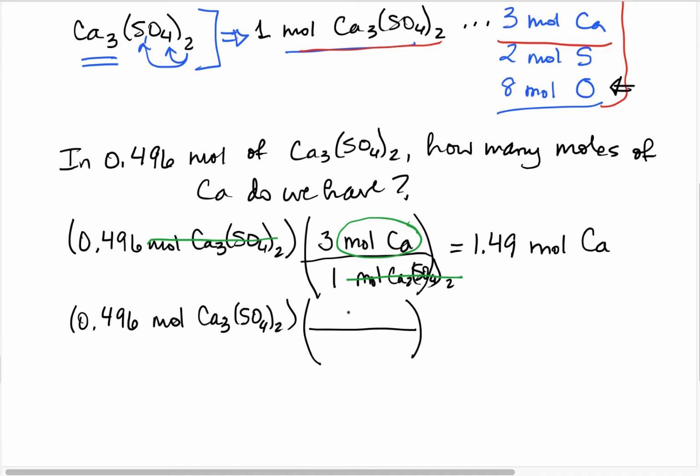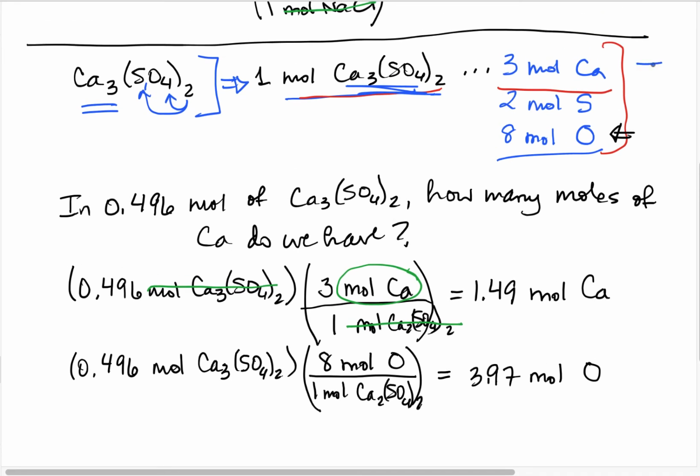All right, so right here, I'm going to put in my unit conversion relationship just like before, only I have 8 moles of oxygen. So I get 3.97 moles of oxygen. If you want extra practice, you can check it with the sulfur as well. So this is a systematic way of looking at mole-to-mole relationships between a formula unit for a molecule or a compound and all of the different components that are in that compound.